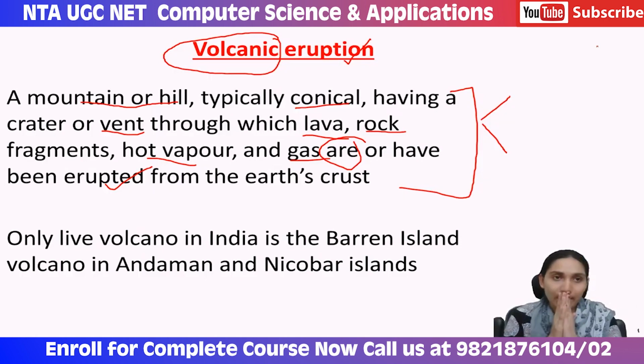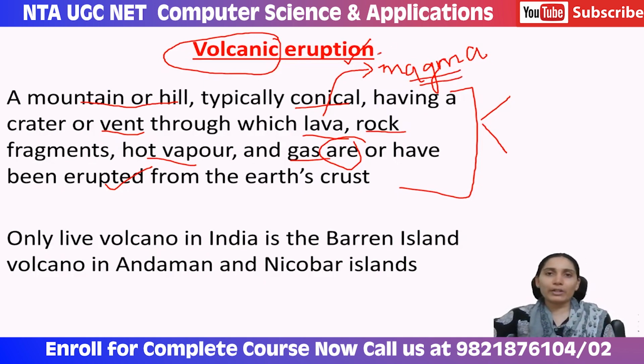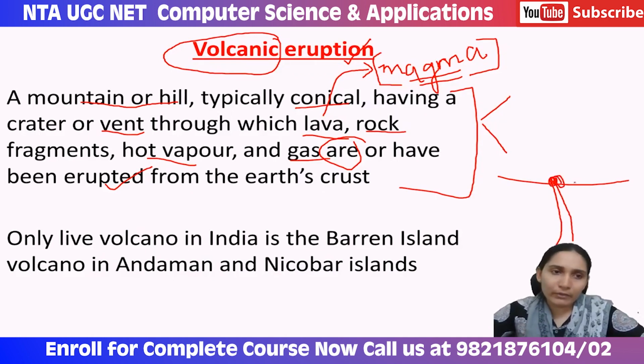So a mountain or a hill, typically conical in shape, having a crater or a vent, means an opening, through which the lava, that is the molten magma, comes out. Lava is the magma in its molten form. This lava is present beneath the surface of the earth, underground, and through a vent it reaches the surface of the earth. This is called volcanic eruption.